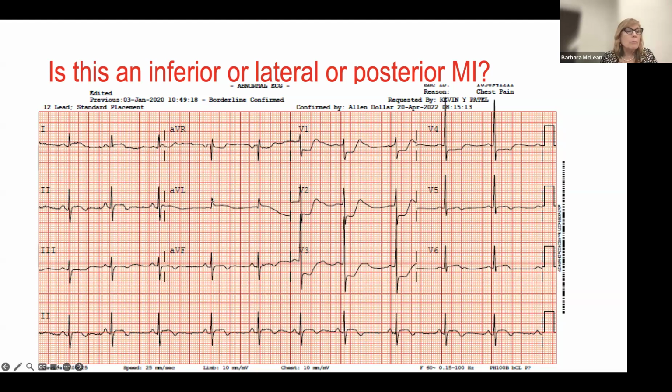And remember, the limb leads, any elevation greater than 1 millimeter is considered abnormal. That's not true with the chest leads, but with the limb leads, any elevation greater than 1 millimeter is considered abnormal. So it looks to me like I've got some mild elevation in 1 and AVL. That looks like I'm having a STEMI in the lateral wall. 2, 3, and AVF don't have ST segment elevation, maybe have a tiny bit of depression in lead 3. I'm probably okay with that because I don't have such significant electrical changes in 1 and L that they are instilled reciprocally yet on leads 2, 3, and AVF.